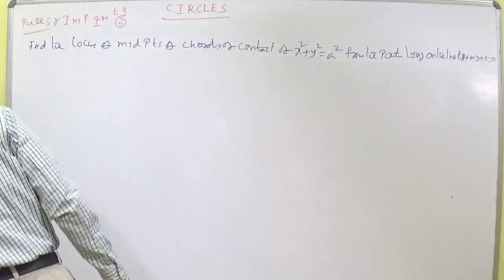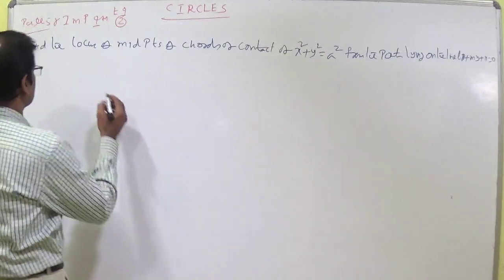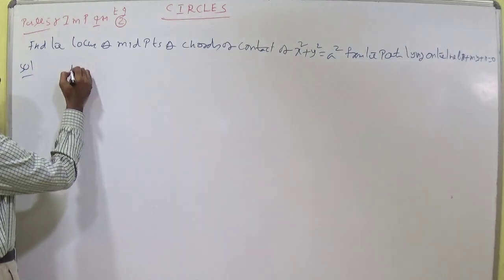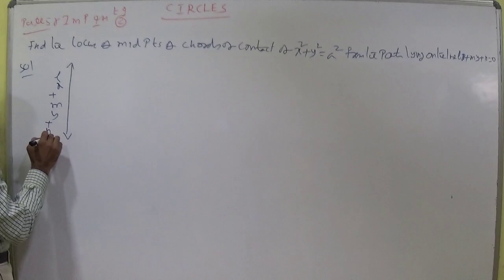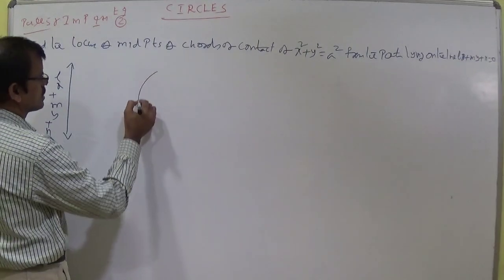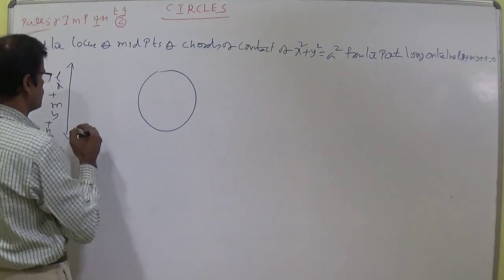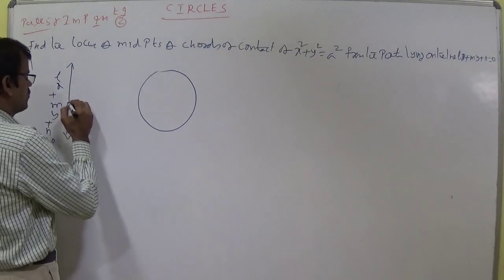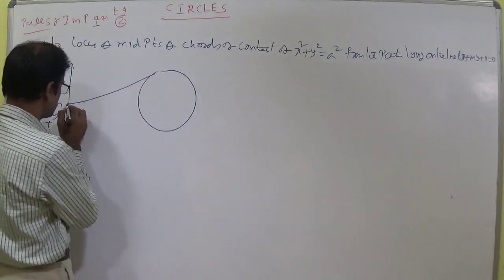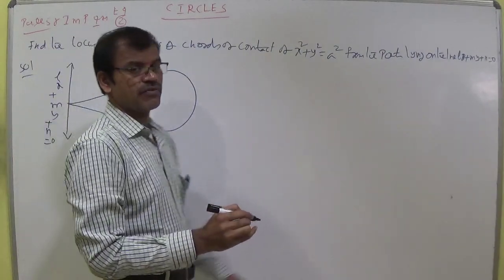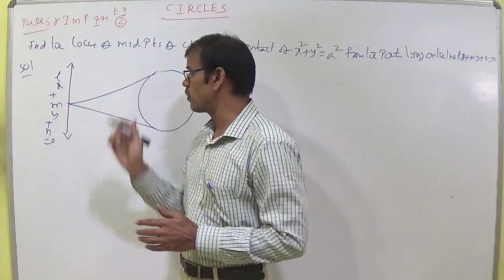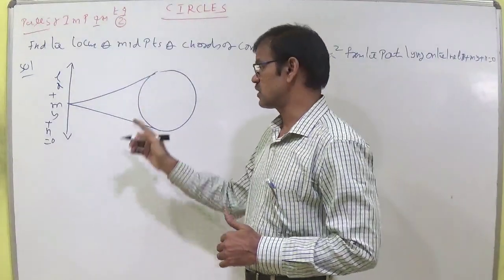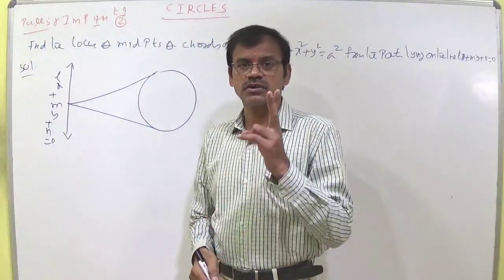So a line Lx plus My plus N equal to 0 is there. Let us draw the line like this. This is Lx plus My plus N equal to 0. This is the circle x square plus y square is equal to a square. From this line, how can we draw chords of contact? So many points are there on the line. From those points, we should draw tangents to this circle. From an external point, we can draw two tangents to the given circle.